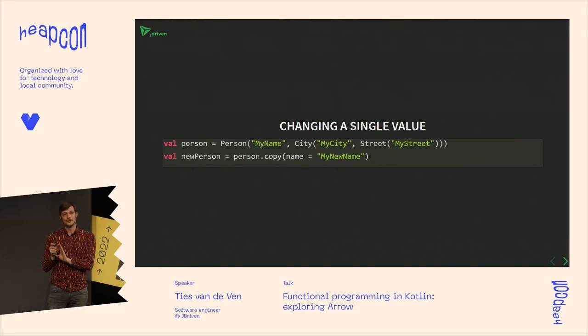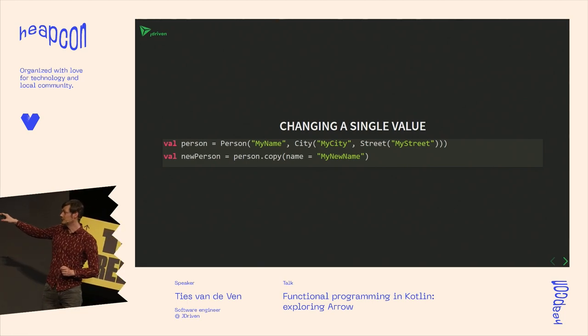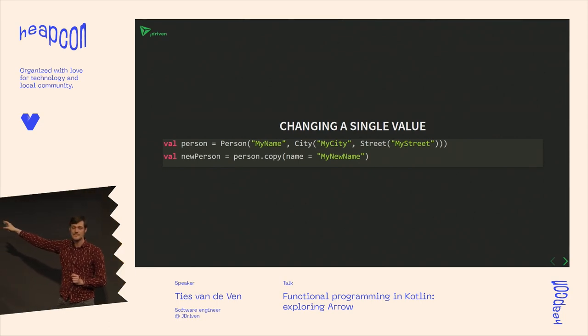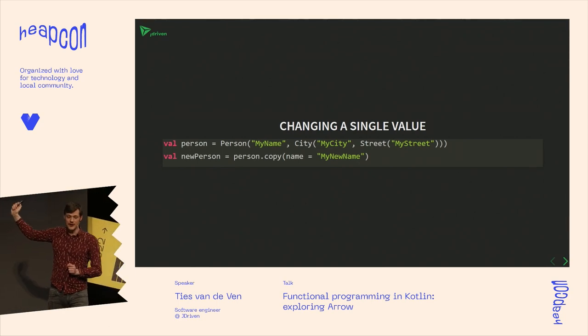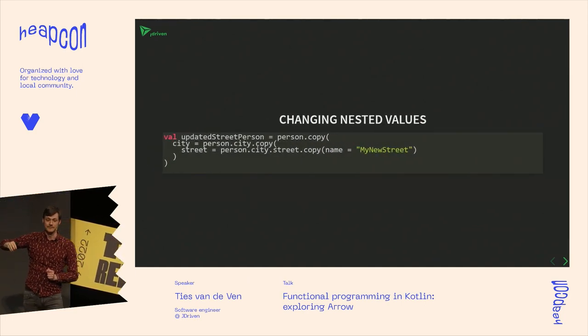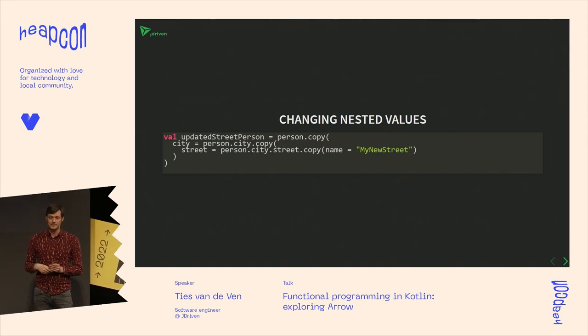Well, Kotlin's data classes actually have a copy method which does just that. So this creates a full copy of person with a different name. And this works really well. But what if I want to change the street name? Now we get something like person.copy, set the city property. Person.city.copy, now we set the street property. Then we have to call person.city.street.copy, and now we can set the name.